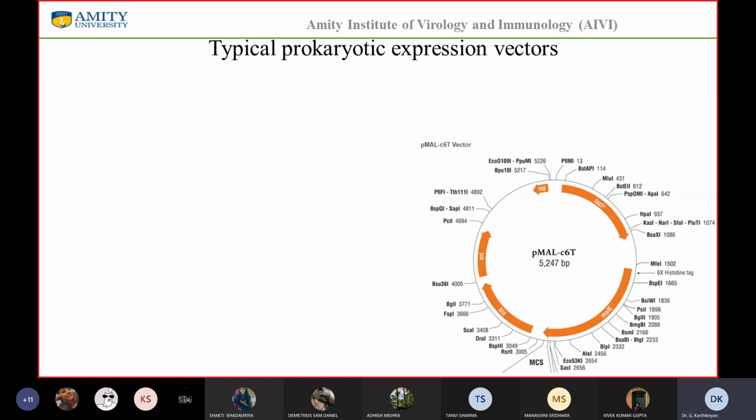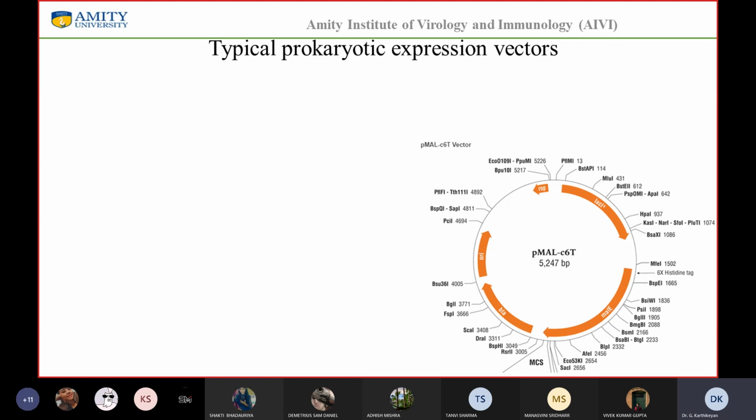Then you have another vector called pMAL, which is a fusion with maltose binding protein. The multiple cloning site is somewhere here, and this comes as a fusion, just as the previous one was a fusion between glutathione S transferase and your gene of interest. In this case, it will be maltose binding protein and your gene of interest. We will be able to express these in E. coli at fairly high levels.